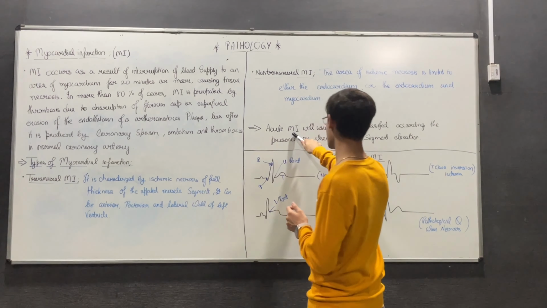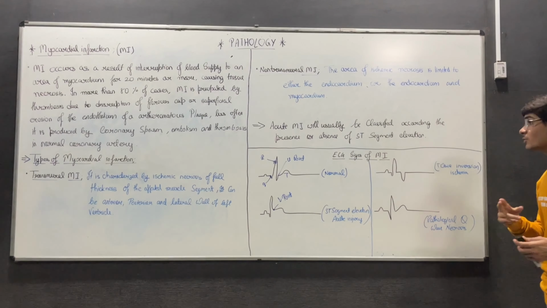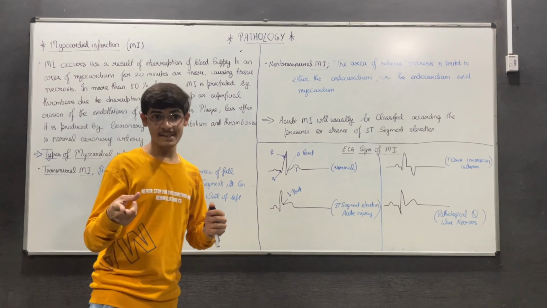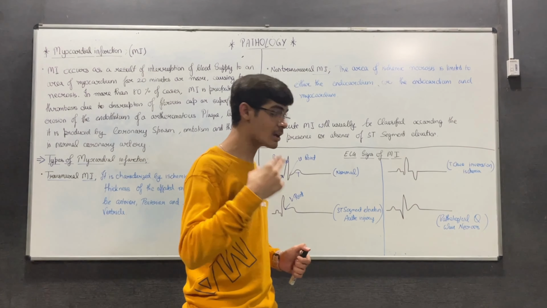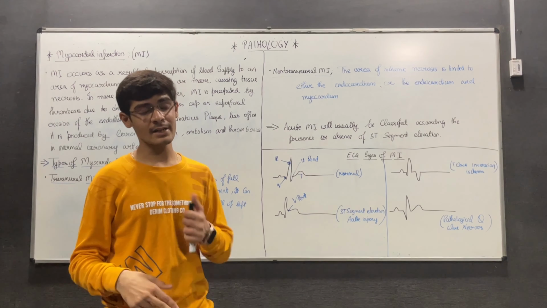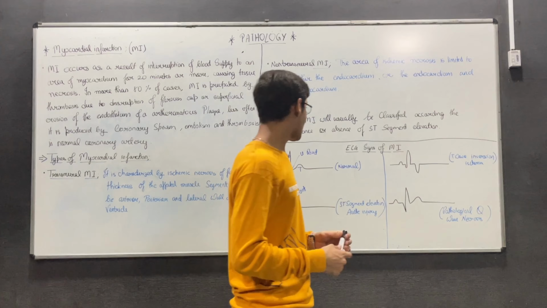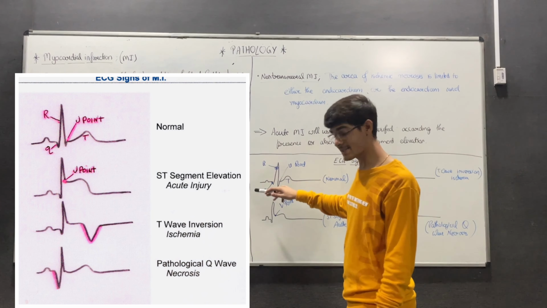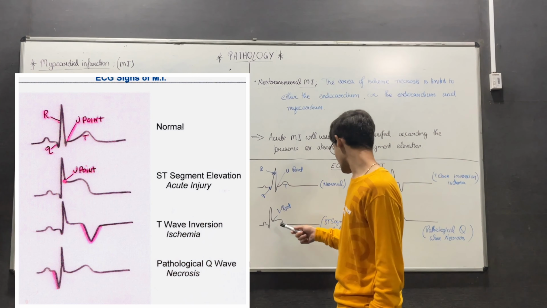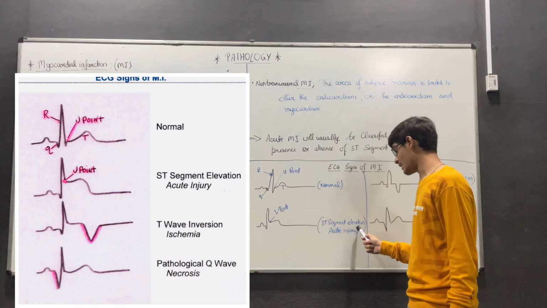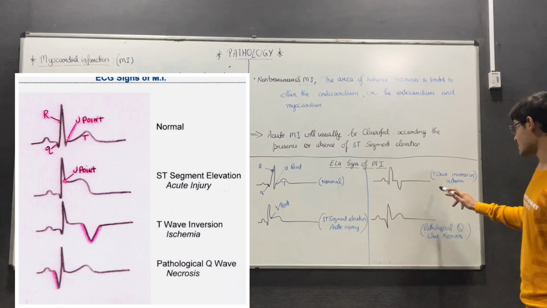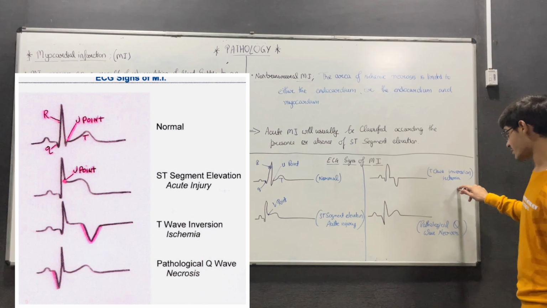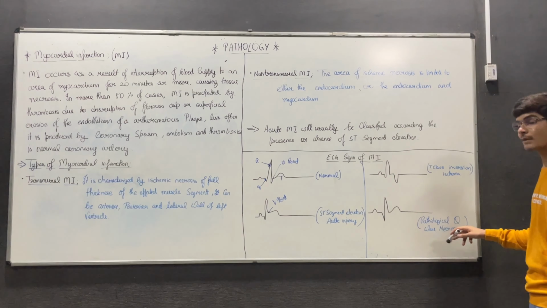Acute myocardial infarction is usually classified according to the presence or absence of ST segment elevation. For that we need to see the ECG, and if the ECG is showing ST segment elevation, we can come to know whether the myocardial infarction is present or not. Now let's see some of the ECG signs of myocardial infarction. This is a normal wave of ECG. This point is known as the ST segment elevation, which shows acute injury. This wave shows T wave inversion, ischemia, and this wave shows pathological Q wave, necrosis.